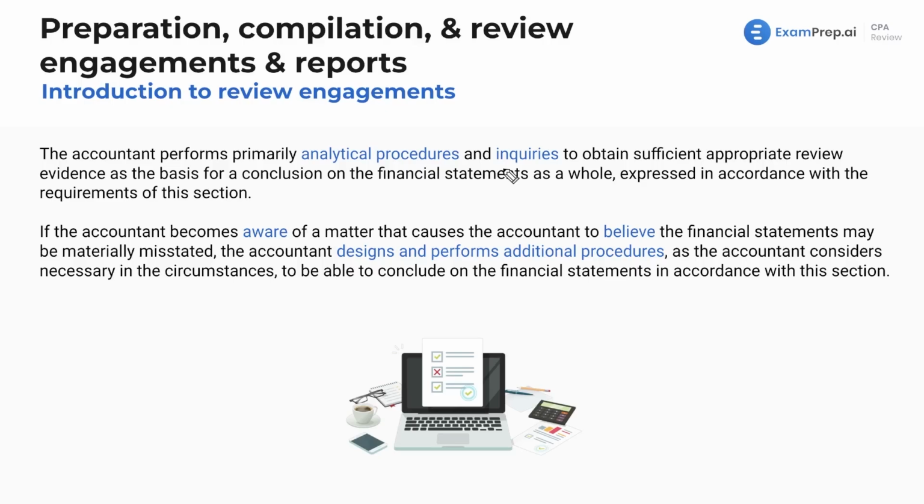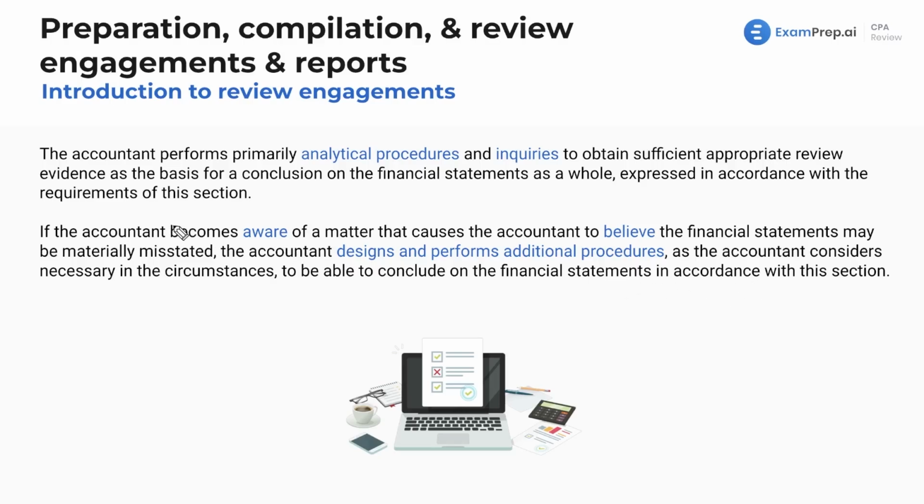But you don't see any testing. You don't see any reaching out to third parties. You don't see any of that in a review engagement, only in an audit. If the accountant becomes aware of a matter that causes the accountant to believe the financial statements may be materially misstated, the accountant designs and performs additional procedures as the accountant considers necessary in the circumstances to be able to conclude on the financial statements in accordance with this section.